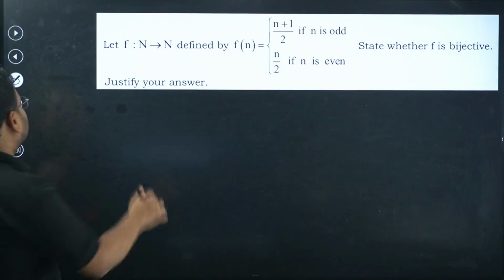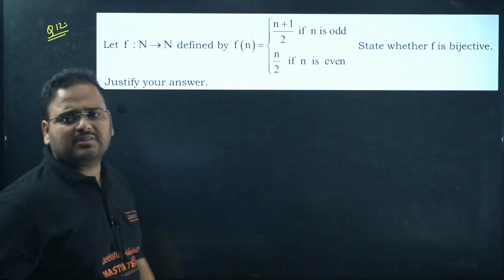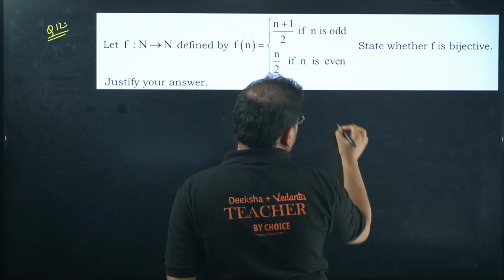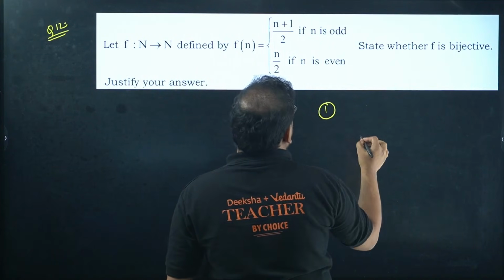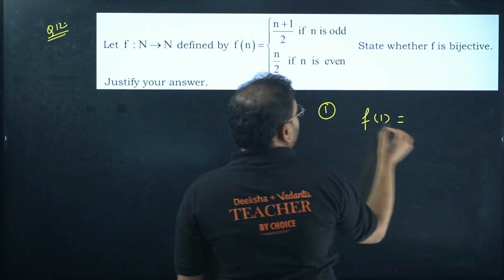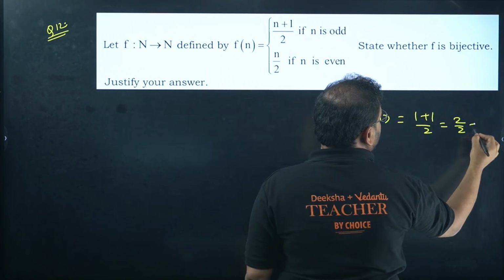Question number 12 is a very simple question. We have to show whether it is one-one, onto or not. Clearly not a one-one function. Go with the one-one part. So if you go and find f of 1, you have to go for odd, no? So 1 plus 1 by 2. Answer becomes 2 by 2. What is the answer? 1.